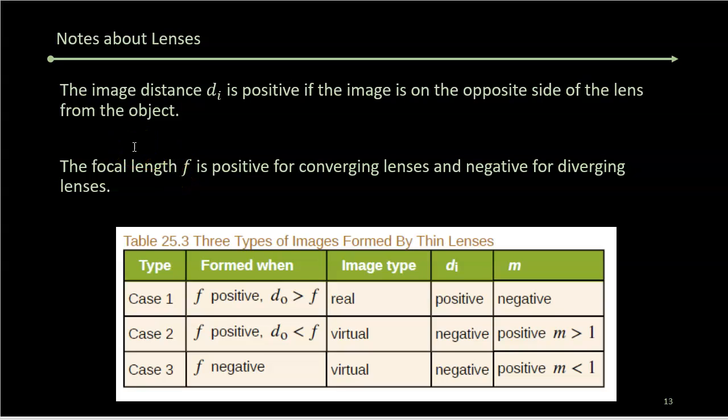And that's it for thin lenses. Now we're going to turn to the eye and discuss the eye in the next video.